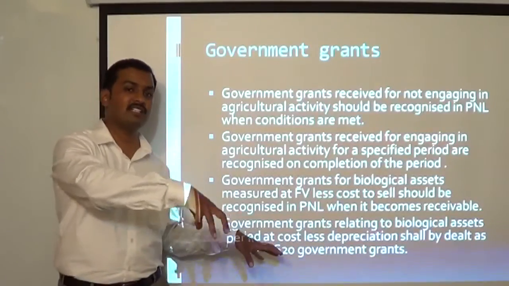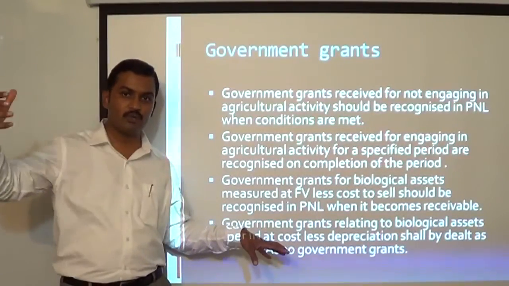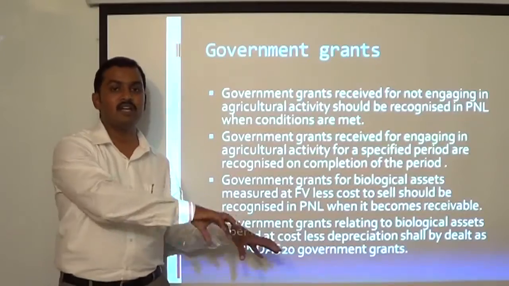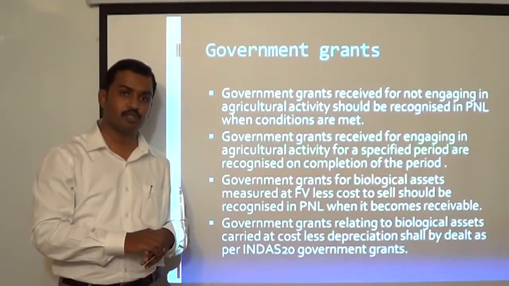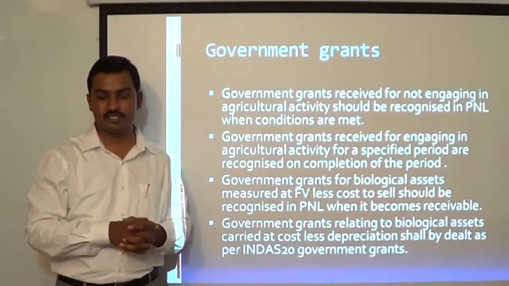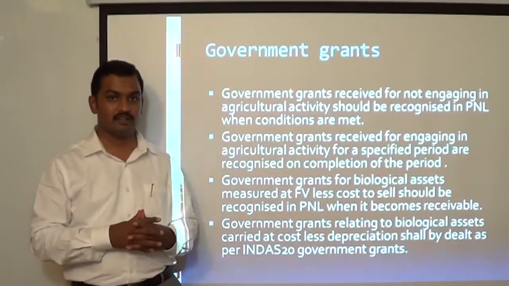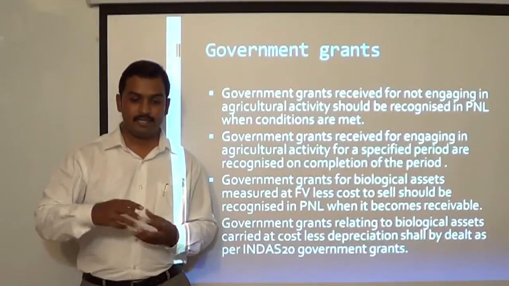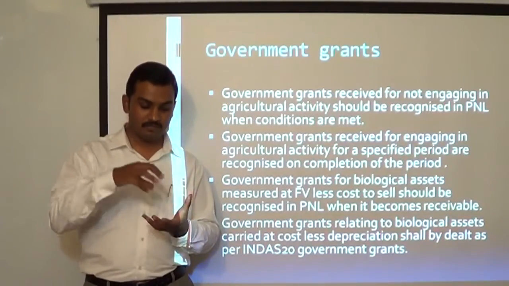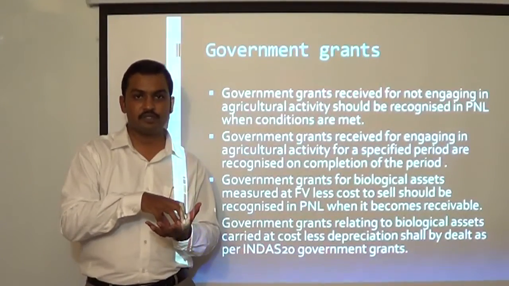You cannot immediately recognize in the P&L account. You will credit it to equity and a portion of government grant will be amortized to P&L account in the proportion of depreciation charged on that biological asset. Okay. Now before I stop this lecture, I will summarize the points. At initial recognition, the biological asset has to be measured at fair value less cost to sell.